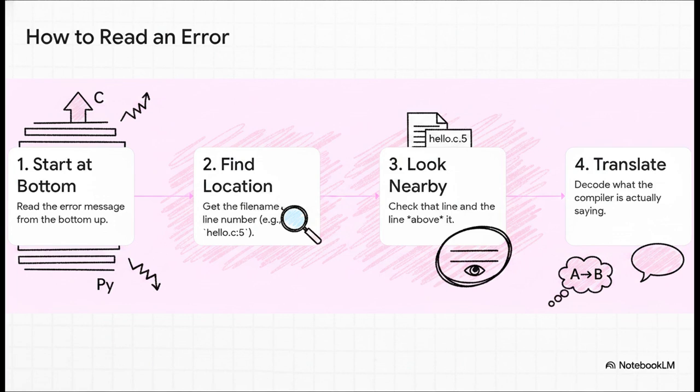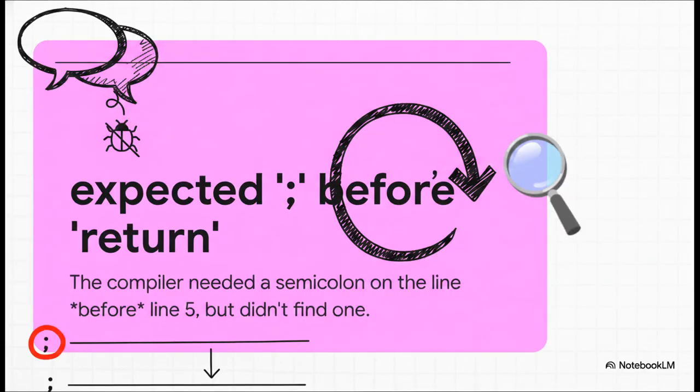First, just like with a Python error, you actually start at the bottom. Second, find the file name and the line number, in this case, hello.c, line 5. Third, go look at that line in your code, but, and this is the absolute key, also look at the line right before it. And finally, step 4, translate the compiler's message into plain English.